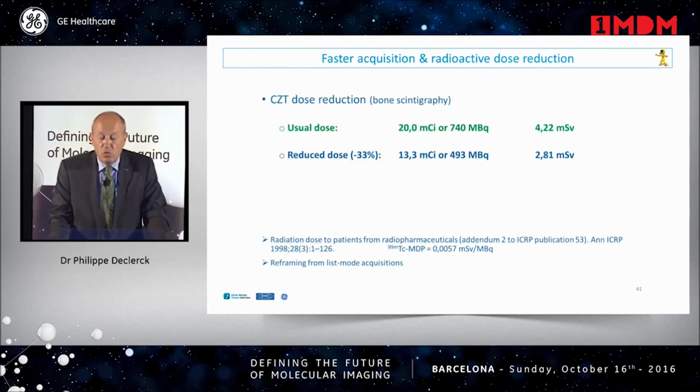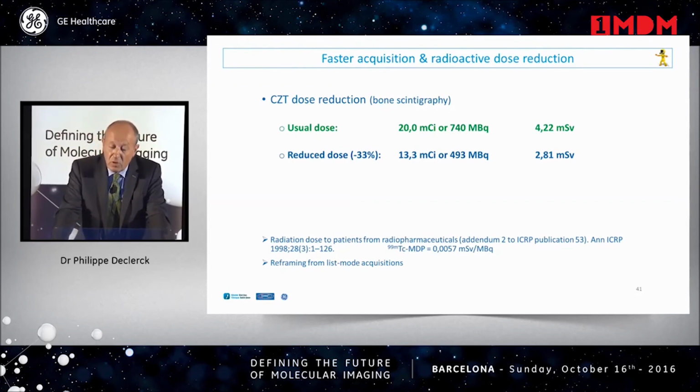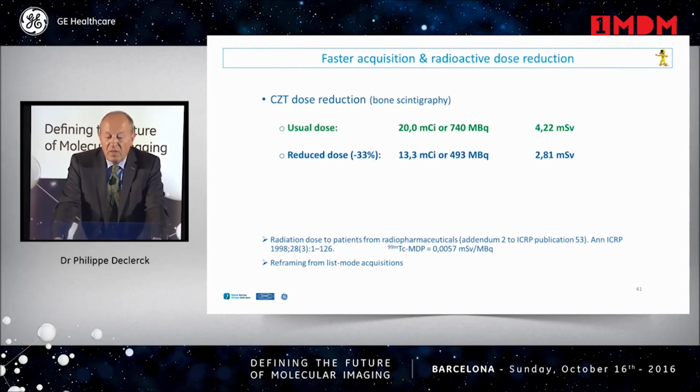We can translate that to dose reduction instead of time reduction. What we use normally for a bone scan is 20 millicuries or 740 megabecquerels, which would give a load to the patient of 4.22 millisievert. If we reduce by 1/3, it's only 2.81 millisievert for a bone scan.